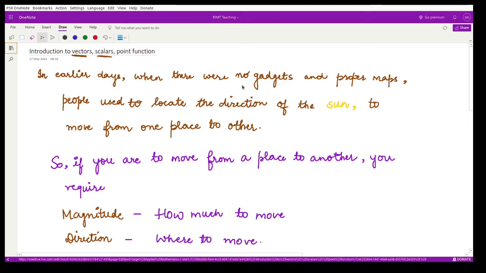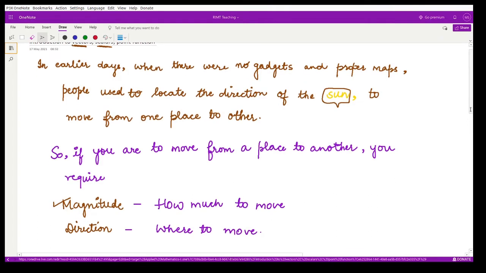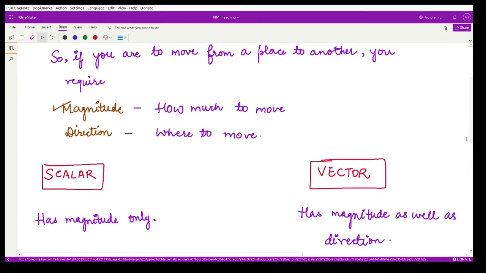In earlier days, when there were no gadgets and proper maps, people used to locate the direction of the sun and then they used to move. So they did not exactly know how much they had to move and where they had to go, in which direction. So they used the sun as a reference and moved according to the direction of the sun. So if you are to move from one place to another, what do you require? You require two things: how much you want to move and where you want to move. The first quantity defines the magnitude and the second quantity defines the direction.